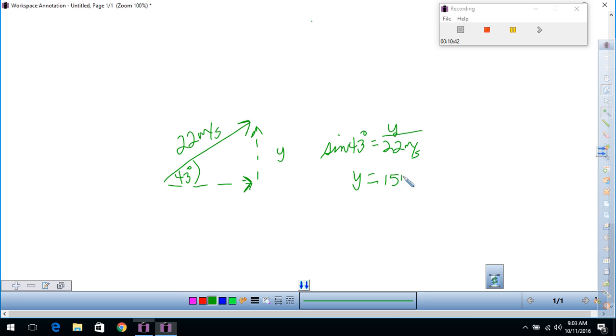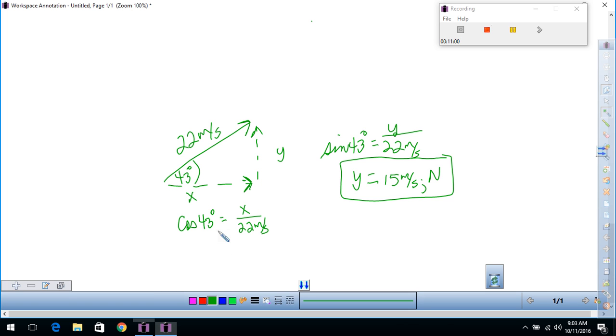15 meters per second, and it's to the north, so I'm going to indicate that right there. Because it's a vector, I need a magnitude and a direction. Alright, x is going to be: the cosine of 43 degrees is equal to the side adjacent, which I'm going to call x, over the hypotenuse.